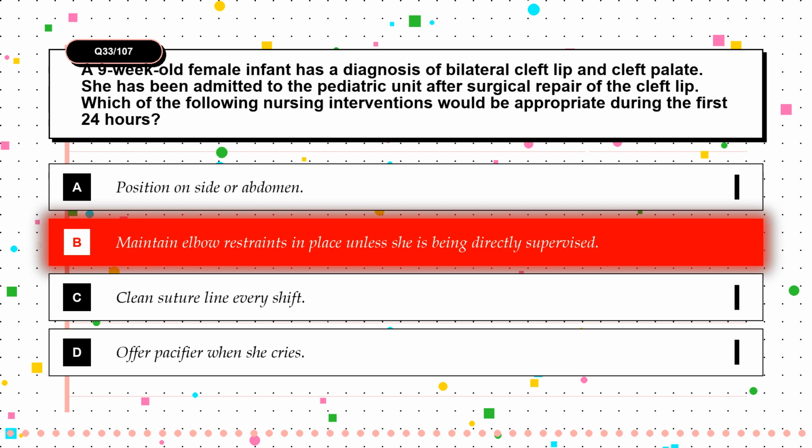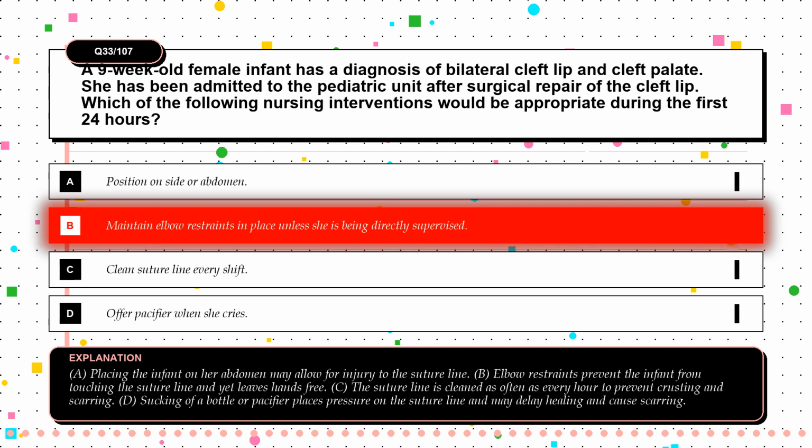The correct answer is option B, maintain elbow restraints in place unless she is being directly supervised. A. Placing the infant on her abdomen may allow for injury to the suture line. The elbow restraints prevent the infant from touching the suture line and yet leave hands free. C. The suture line is cleaned as often as every hour to prevent crusting and scarring. D. Sucking of a bottle or pacifier places pressure on the suture line and may delay healing and cause scarring.